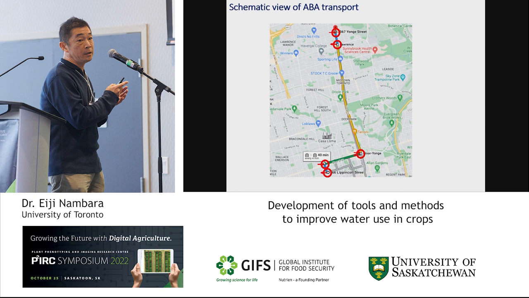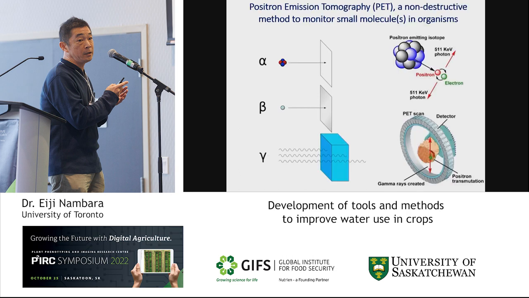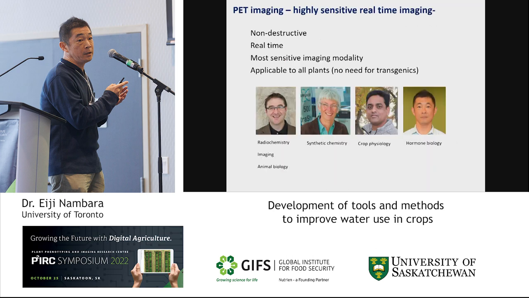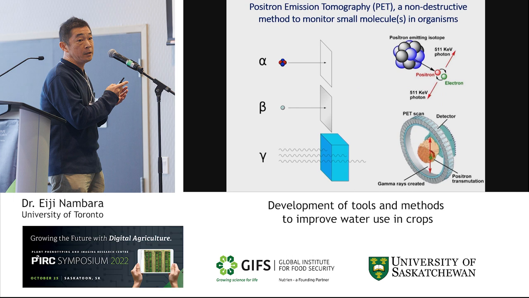So how does ABA move? This is the challenge we try to understand. Here we gathered different members at the University of Saskatchewan, where there is a cyclotron, and we try to utilize an isotope tracer using PET imaging. I think everyone knows about PET imaging, but briefly, PET imaging is a non-destructive method using gamma rays, with penetrating ability, and it is based on positron emitting isotopes. As used in cancer therapy, we can get a 3D image of small molecule distribution.